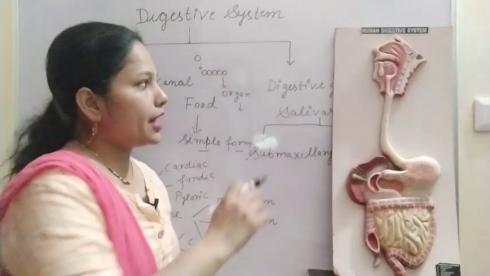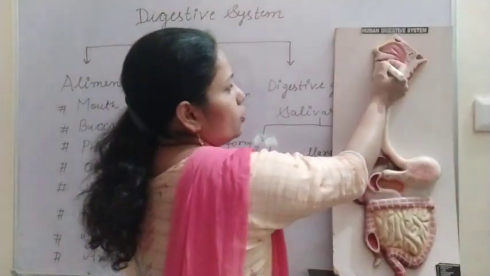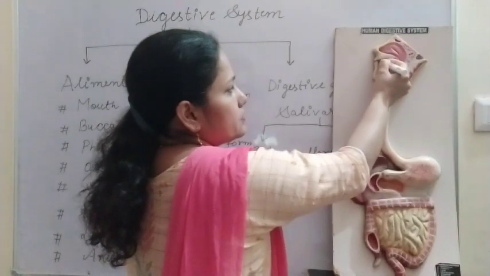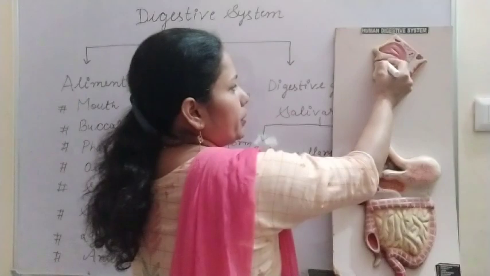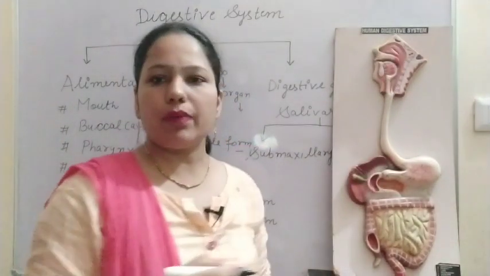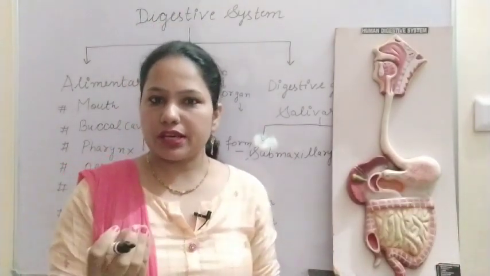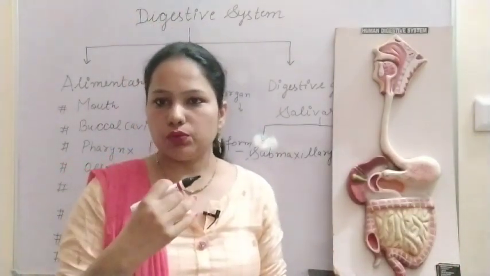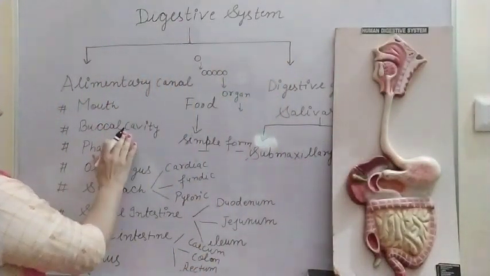With the help of this model you can understand where the mouth is present. Here you can see that is the mouth. This mouth is a transverse opening that is bounded by our lips. So firstly the food is taken into our mouth. Then the second part is the buccal cavity.